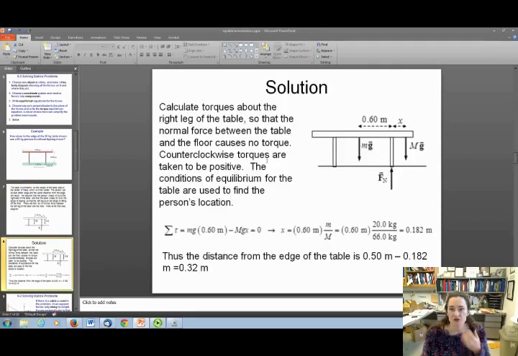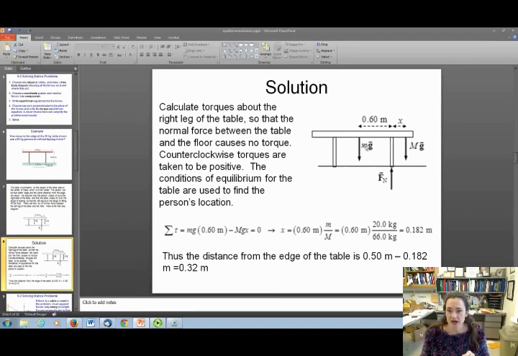Now I'm going to use this free body diagram information to solve my problem. So basically we're talking about a tipping, so that's a rotation. So we're going to do the sum of the torques to solve the rotation problem. So we're going to calculate the torques about that right leg of the table because that would be the rotation axis, right? It's going to rotate about that point where it's sitting on the floor, okay? We're going to call counterclockwise torques positive, and we're going to call clockwise torques negative.